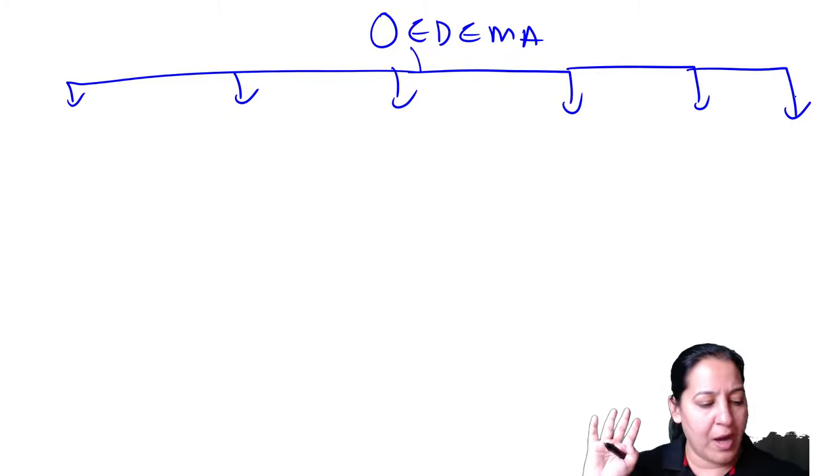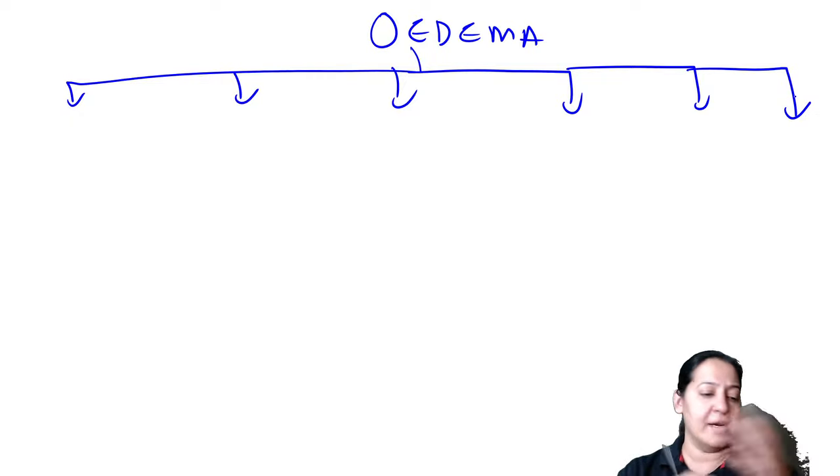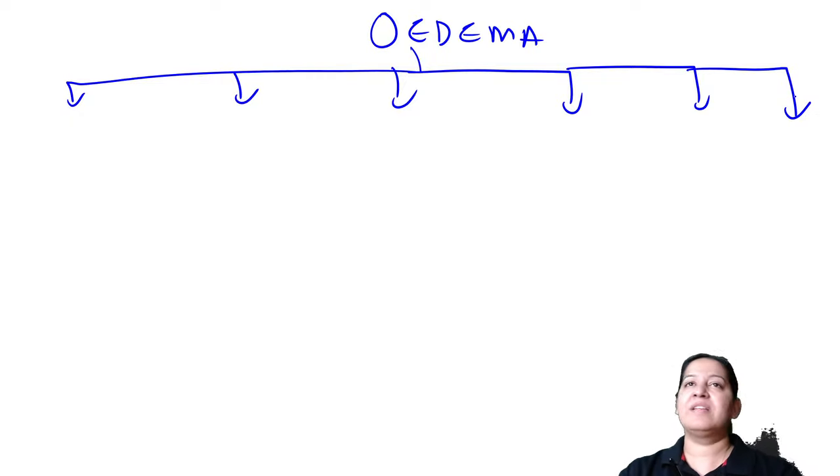Rishinika, Manoj, Varun, anyone who is listening to my lecture. I can't see the names of the others. Anyone, please enumerate the six causes.